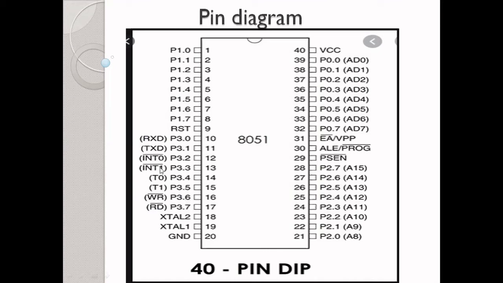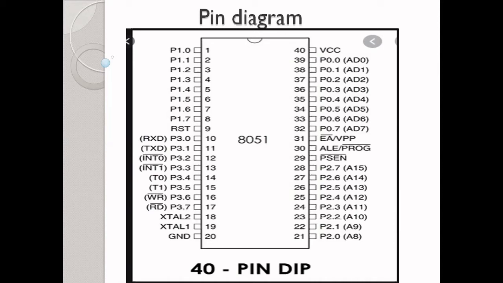Next one is interrupt 0 and interrupt 1. What does interrupt mean? An interrupt is a disturbance given to the microcontroller to perform a task. There are various types of interrupts available, such as the timer overflow interrupt and the serial interrupt. These two, INT0 and INT1, are called external interrupts. There is an inbuilt timer interrupt and a serial interrupt available. If we need more interrupts, we can use INT0 and INT1.